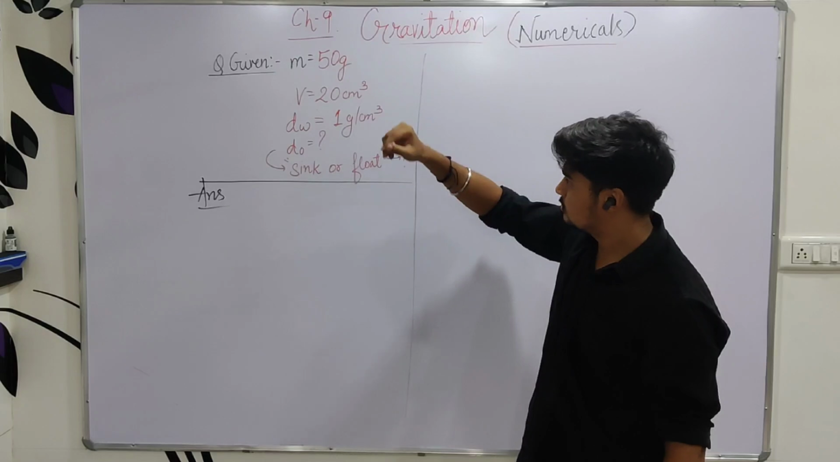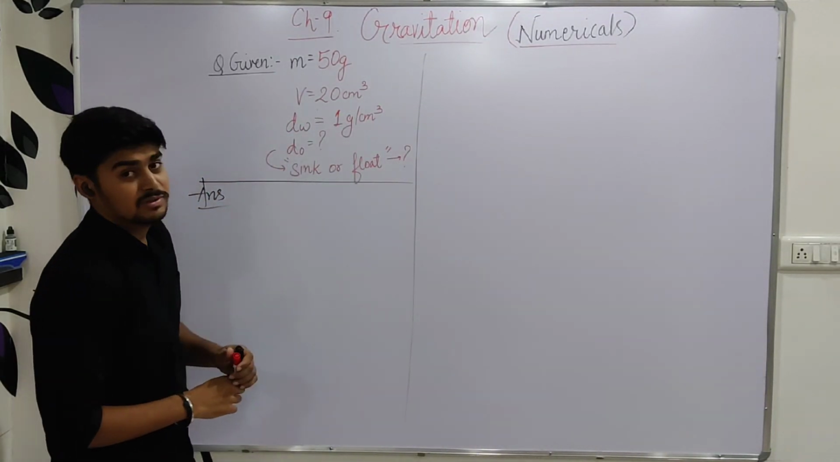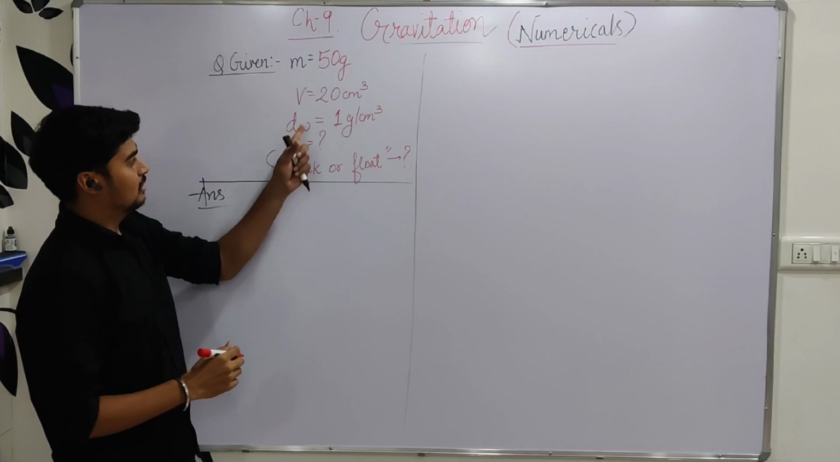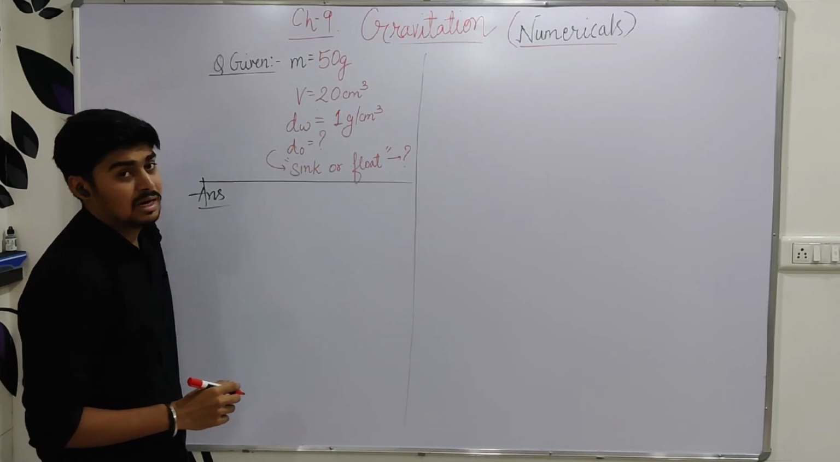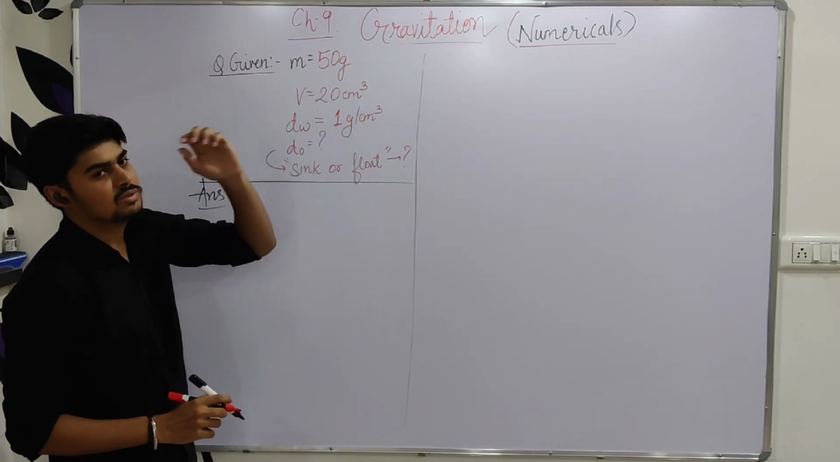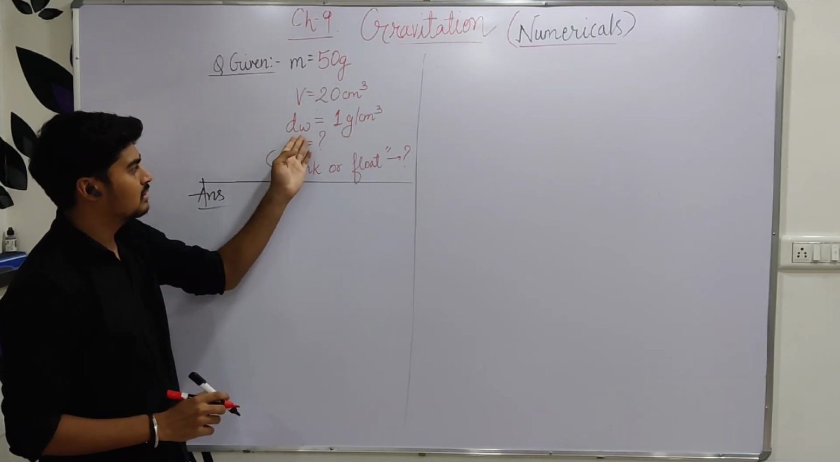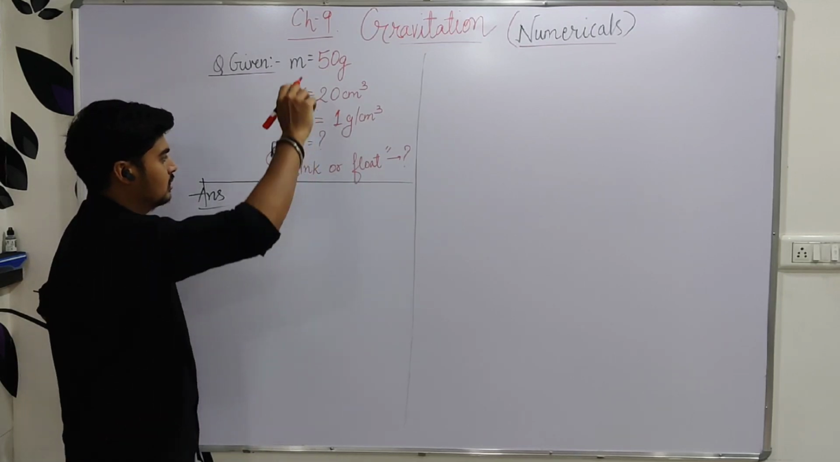So we have a mass of 50 gram, and the volume here, V, is not the velocity, okay? The volume is 20 centimeter cube. Density of water is given as 1 gram per centimeter cube. So we don't have to convert this into kg and this into meter cube, as we have to compare it with the density of water only, which is in gram per centimeter cube.